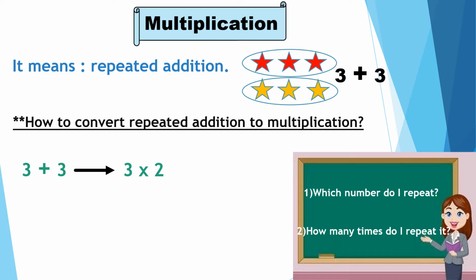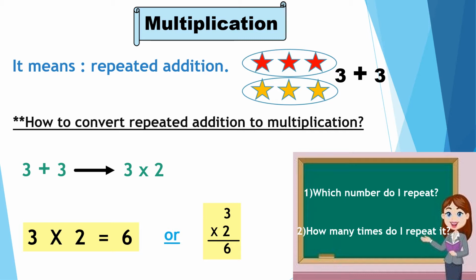We will read this equation like this: 3 times 2, because 3 is repeated 2 times. And we can write it like this in a horizontal way or in a vertical way like this. 3 times 2 equals 6, and here also 3 times 2 equals 6.